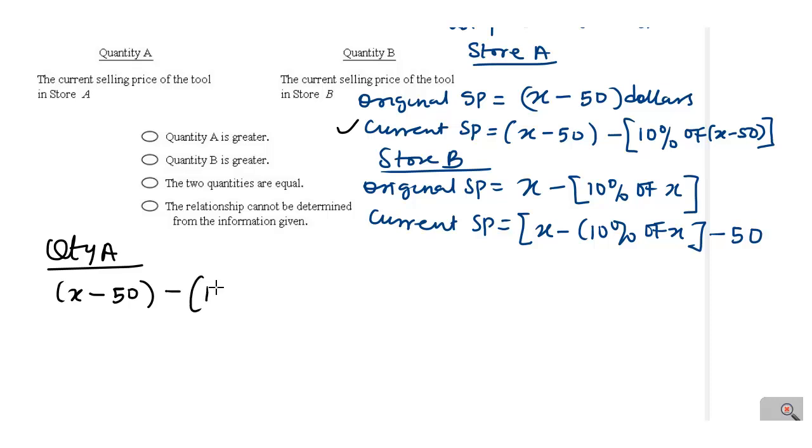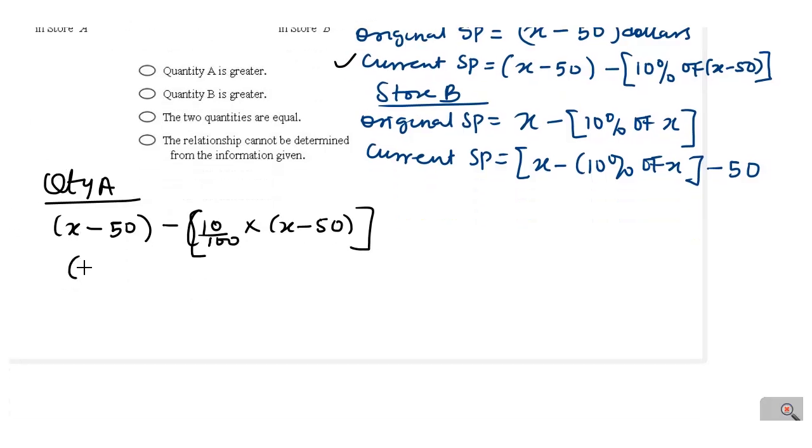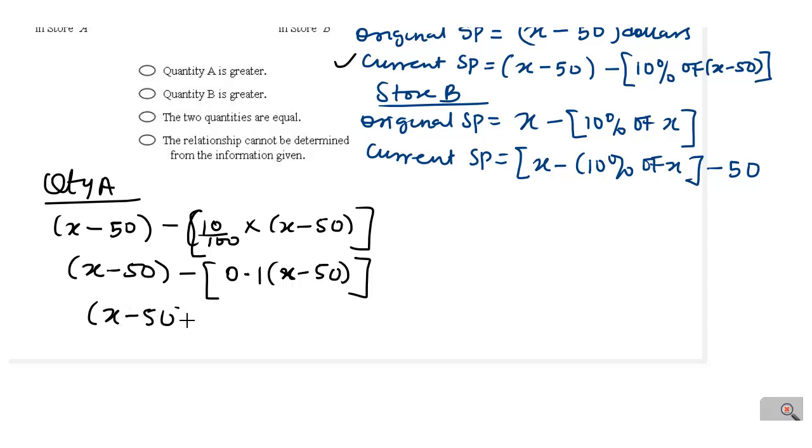can be written as what? 10 over 100 times X minus 50. Let me make this a square bracket, and then at the end this will give us X minus 50, then minus, into bracket, 10 over 100, which would give us 0.1, then into bracket X minus 50. All right, so we have what? X minus 50, minus, then open bracket 0.1 times X, that is 0.1X, then 0.1 times minus 50, and that will give us what?